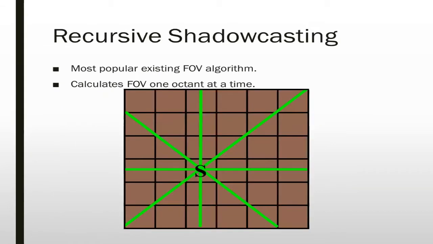The most popular existing field of vision algorithm is recursive shadow casting. It's popular due to its relative simplicity and performance. Recursive shadow casting splits the field of vision grid into 8 octants centered on the field of vision source position. Here is a visual example of that. Note how the octants are centered on the field of vision source, not on the center of the grid.